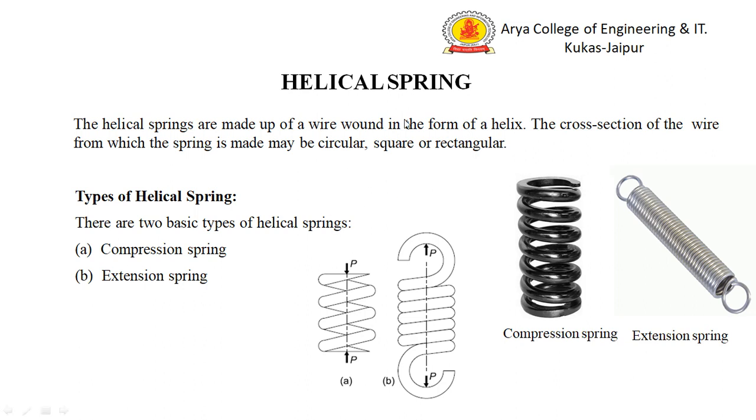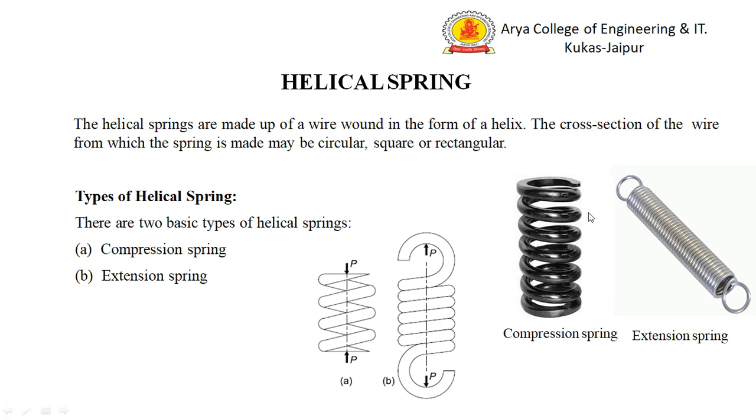So, what is the helical spring? Helical spring is made from a wire usually of circular cross section which is bent in the form of helix. There are two basic types of helical spring: compression spring and extension spring. In helical compression spring, the external force tends to shorten the spring. In helical extension spring, the external force tends to elongate the spring.